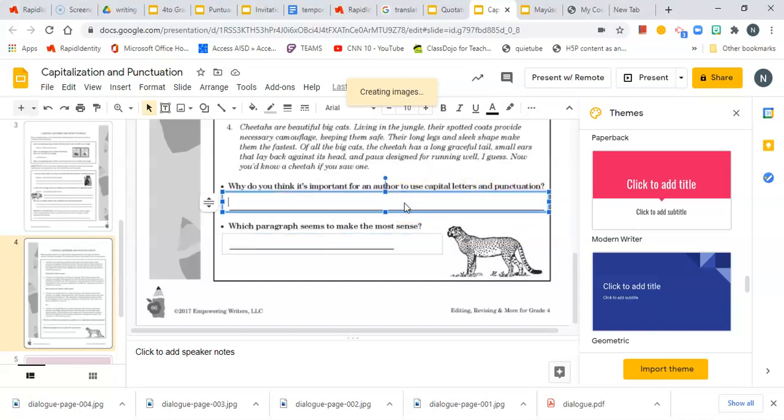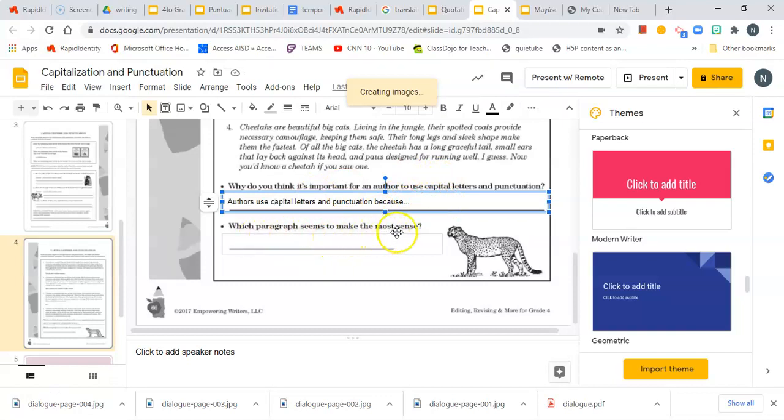So you're going to start. Here's a sentence stem. Authors, because that's who they're asking you about, use capital letters and punctuation because... Why do you think they use it? Now you're going to tell me the reason why. So there's your sentence stem.